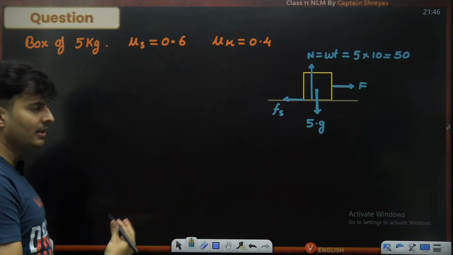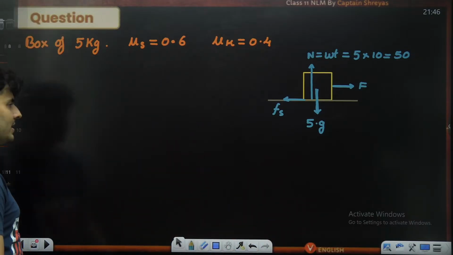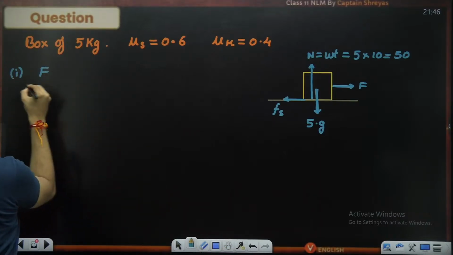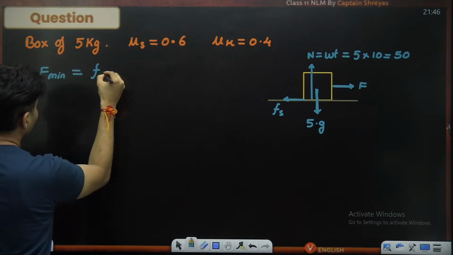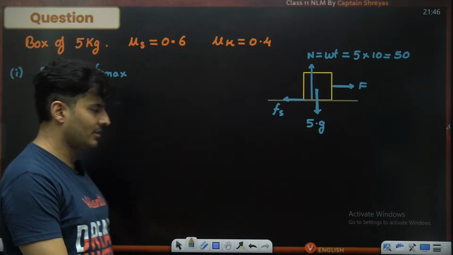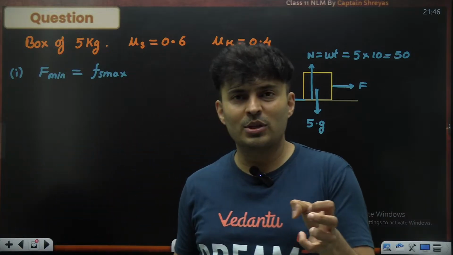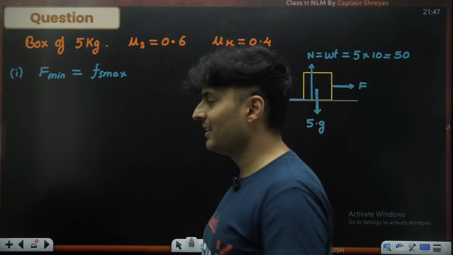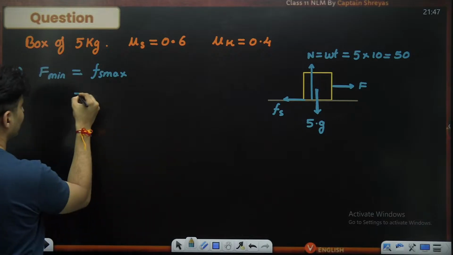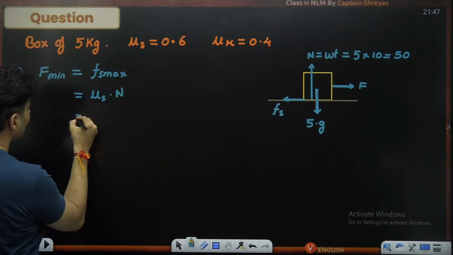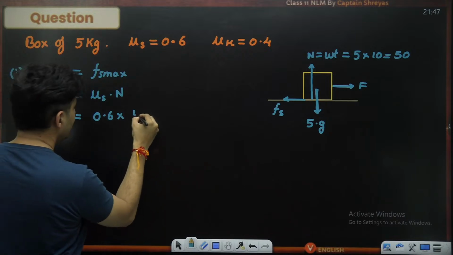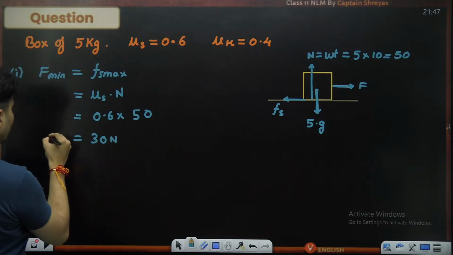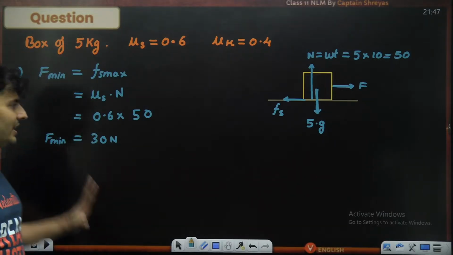If you just want to set it in motion, the minimum force which will be needed, I'm trying to figure out the first answer, will be the maximum friction which it can resist. That bare minimum force needed to just move it will be when the friction has reached its maximum capacity. Is that making sense? The maximum capacity of friction, we all know, is mu s multiplied by N. Mu s value is 0.6, normal is 50. 6 5s are 30. Decimal and the 0 gets swallowed. So it will be 30 newton. This is the bare minimum force needed to just move it.